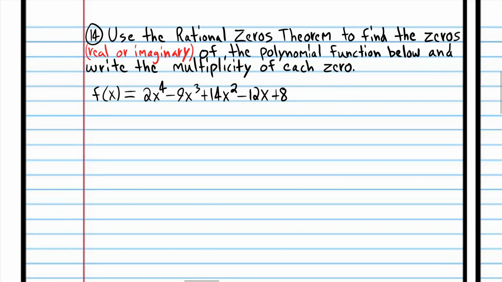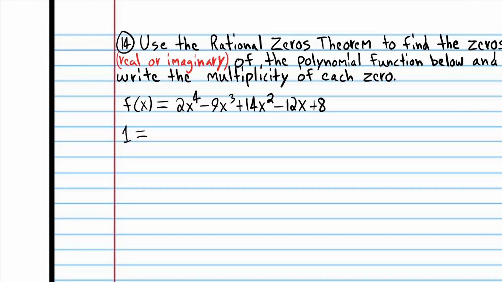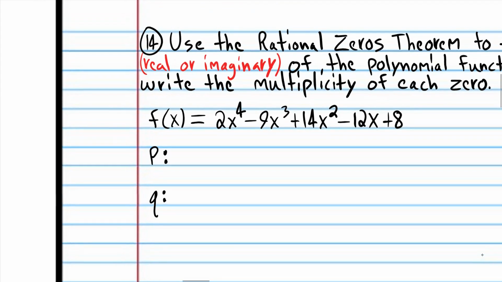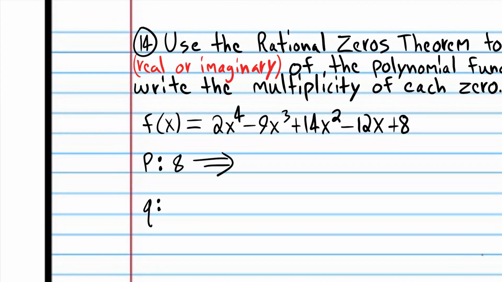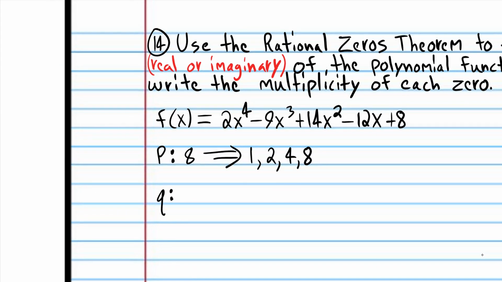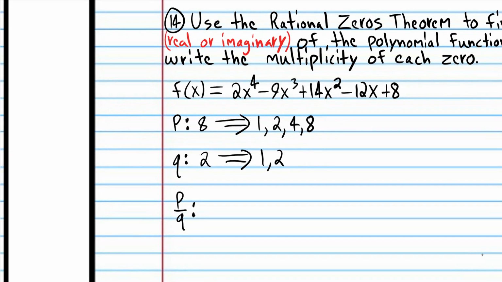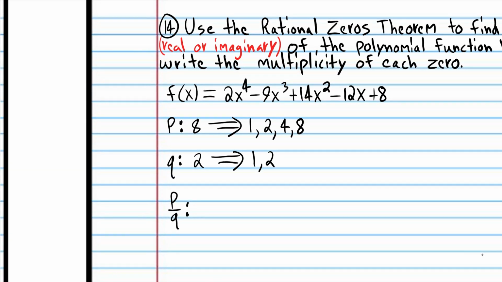Alright, we're back. We need to use the rational zeros theorem. So you don't have to write P and Q if you don't want to. So P is 8. So we have 1, 2, 4, and 8 are the factors of P. And the factors of Q are 1 and 2. So then, of course, we want to find all the possibilities for P over Q. Those are going to represent the possible or potential rational zeros.